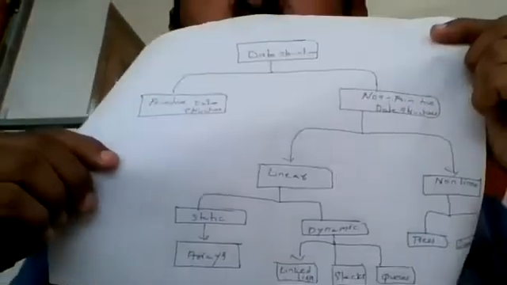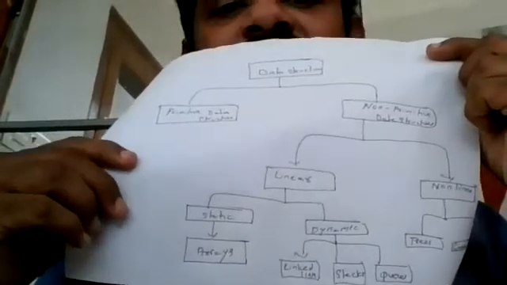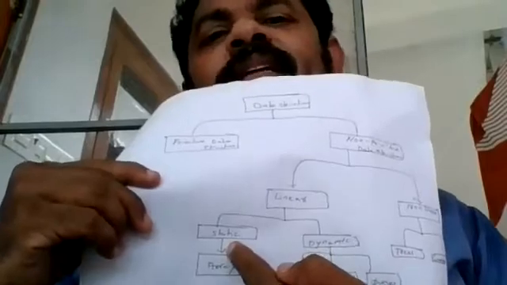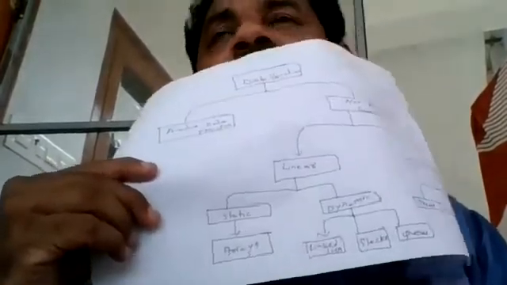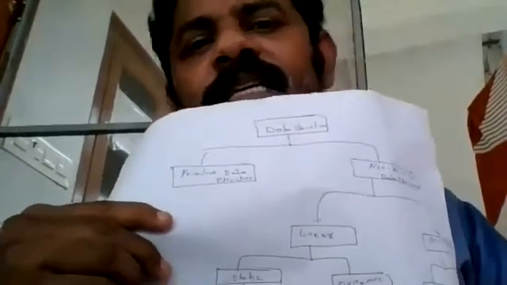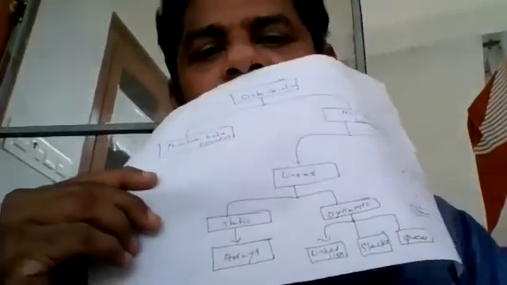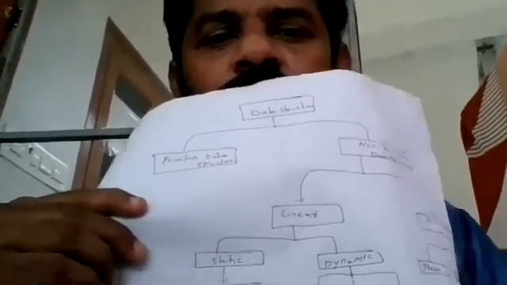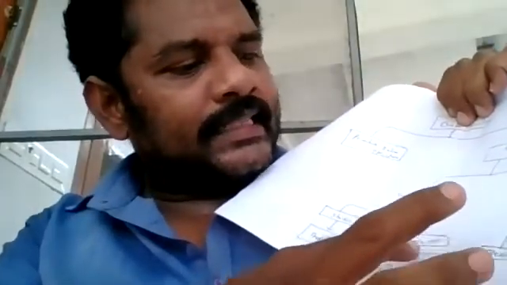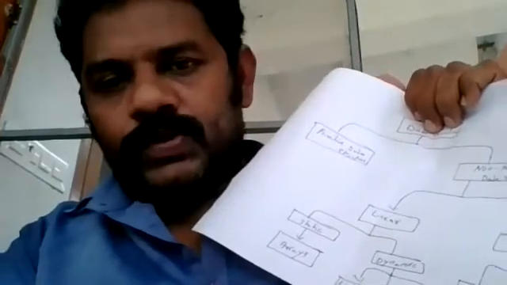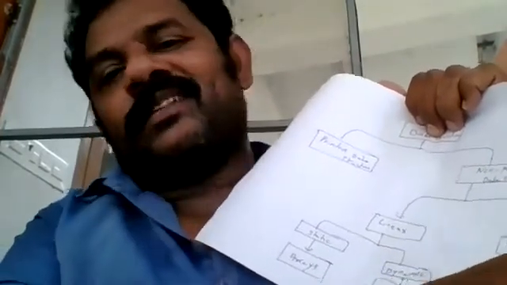Linear data structures may be of two types: static or dynamic. Static means constant, for example an array. An array is of fixed size; it cannot be increased or decreased dynamically. We have also introduced the new concepts of dynamic data structures, that is linked lists, stacks, and queues. Non-linear means trees and graphs.